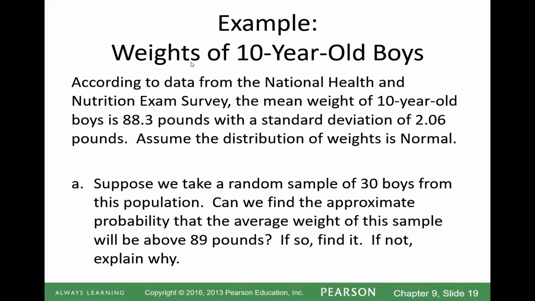An example: we have weights of 10-year-old boys. According to data from the National Health and Nutrition Examination Survey, the mean weight of 10-year-old boys is 88.3 pounds with a standard deviation of 2.06 pounds. Assume the distribution of the weights is normal. Suppose we take a sample of 30 boys from this population. Can we find the approximate probability that the average weight of the sample will be above 89 pounds? If so, find it. If not, explain why not.